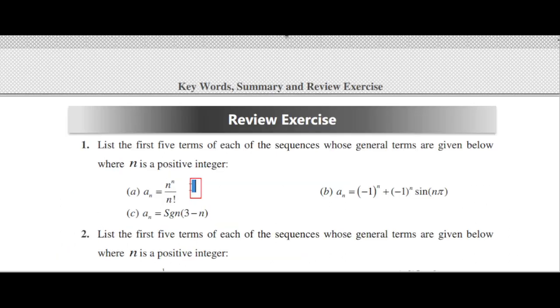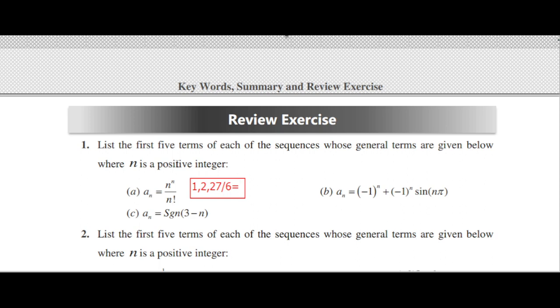When n is equal to 1, 1 to the power of 1 is 1, over 1 factorial is 1, so the first term will be 1. When n is equal to 2, 2 to the power of 2 is 4, 4 over 2 factorial is 2, 4 divided by 2 is 2. The second term will be 2. The third term, 3 to the power of 3 is 27, over 3 factorial is 6, so 27 over 6. Let's simplify, this can be simplified.